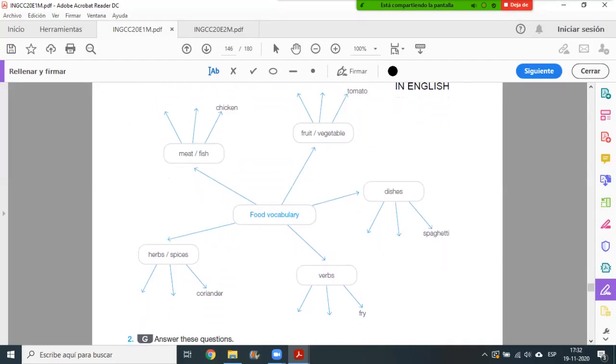Here, herbs, spices. Aquí nos hablan de especies, ¿ya? O hierbas aromáticas, ¿cierto? Para cocinar. They are very common. You have to use your dictionary and look for the words in English. Usar su diccionario or translator and look for the word. Buscar por la palabra en inglés y escribirlas. Hierbas o especias. Para aromatizar, ¿cierto? Darle sabor a las comidas.